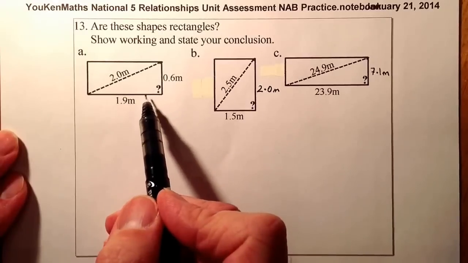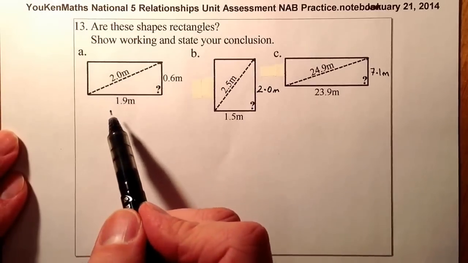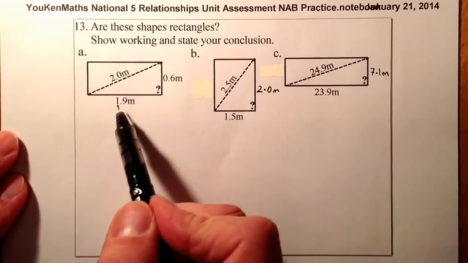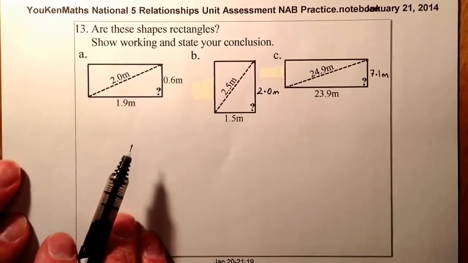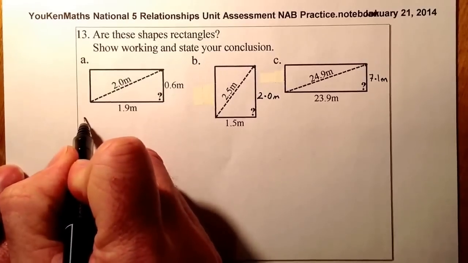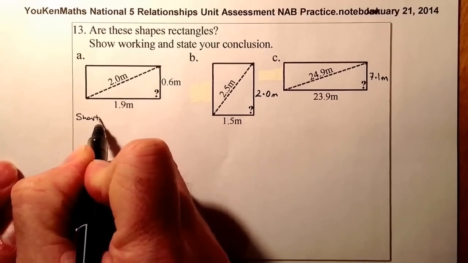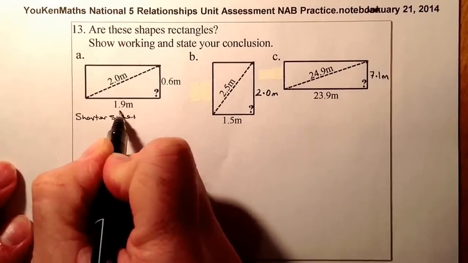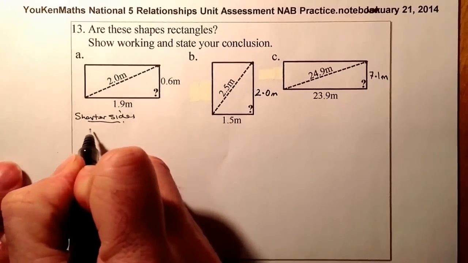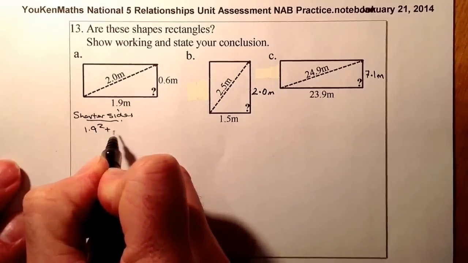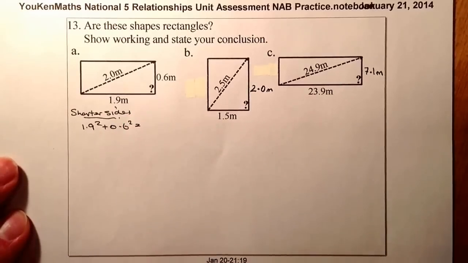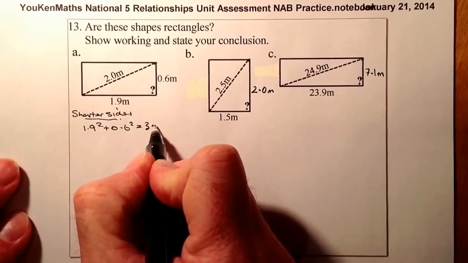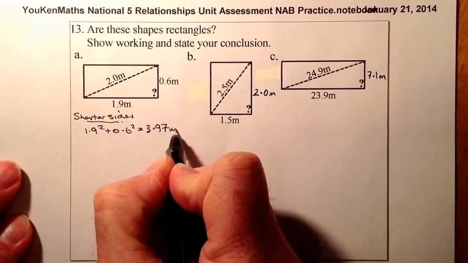So what I'm going to be using is Pythagoras theorem, but because I know all of the sides, I'm going to use the converse of Pythagoras to work this out. First of all, I'm going to work out the shorter sides, and I'm going to square them. So I've got 1.9 squared plus 0.6 squared, that's the two shorter sides, and I'm going to work out what that's going to be. On the calculator that would tell me that's 3.97 meters.